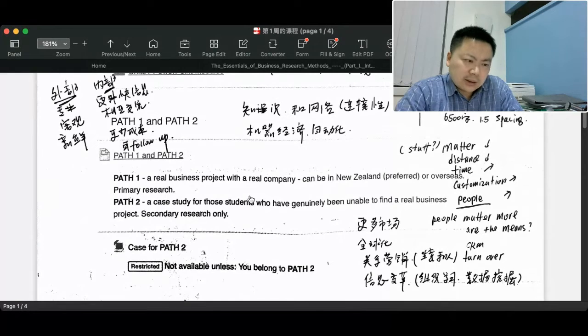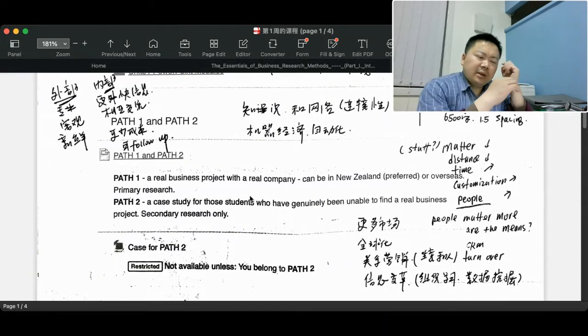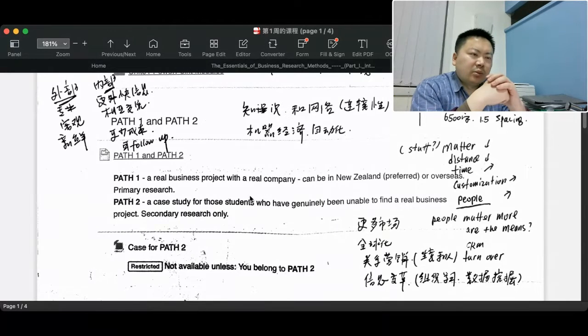The next one: staff matter, distance, time, customization, people. The teacher mentioned compared to a long time ago, right now, what is more and what is less. He mentioned that staff matter less. I didn't get that one. He mentioned distance matters less.